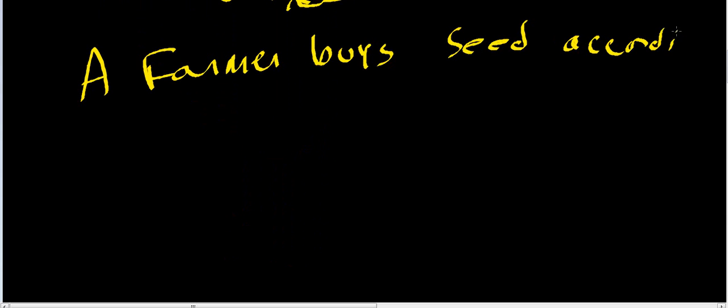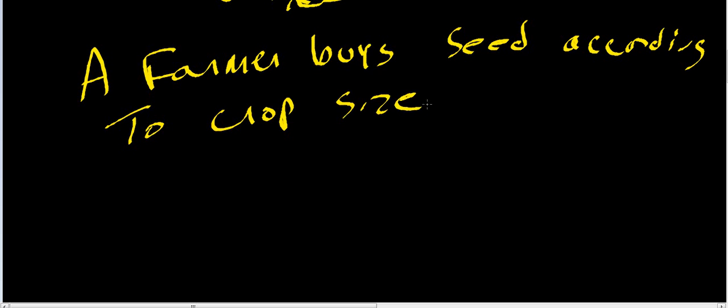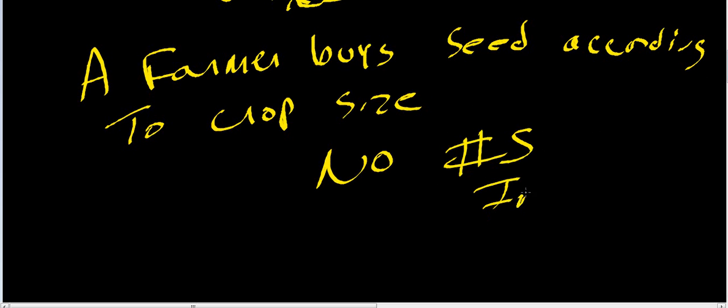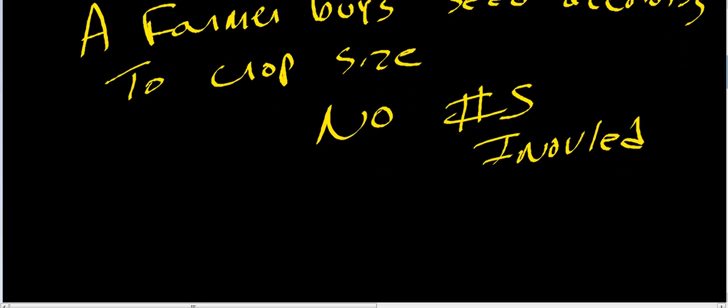Another type would be something like this. A farmer buys seed according to the crop size, right? And what I mean by that is how much he's going to plant. But notice there's no numbers. So if there's no numbers, we're not going to really write an equation with this one. If you see a problem and there's no numbers involved, this is what they're wanting you to do. They just want you to identify your independent and dependent variable. So we're buying seed according to lots.